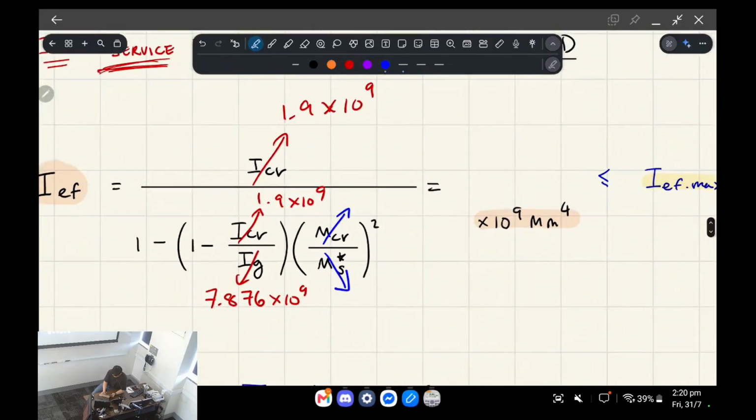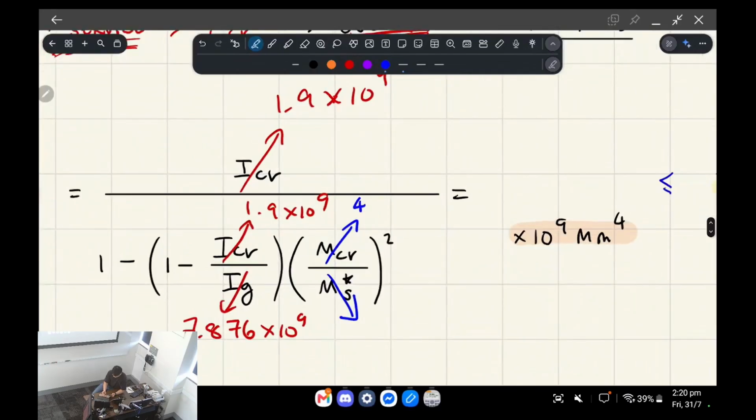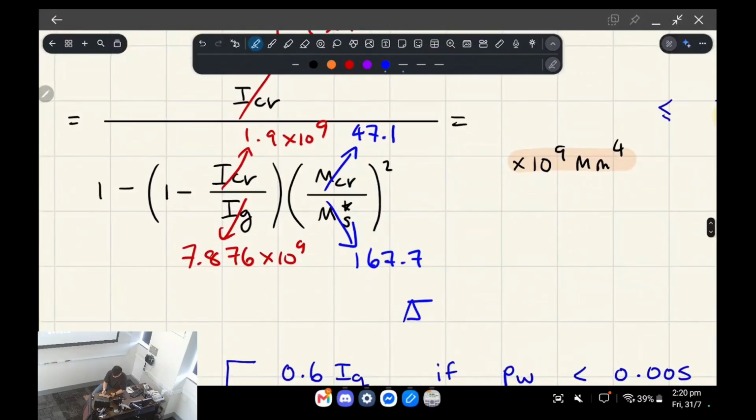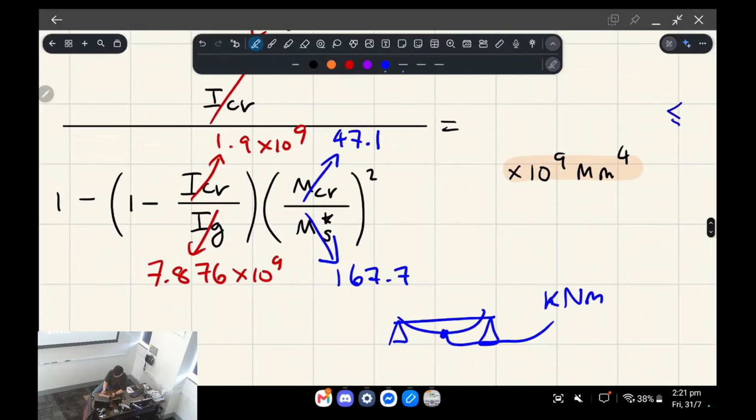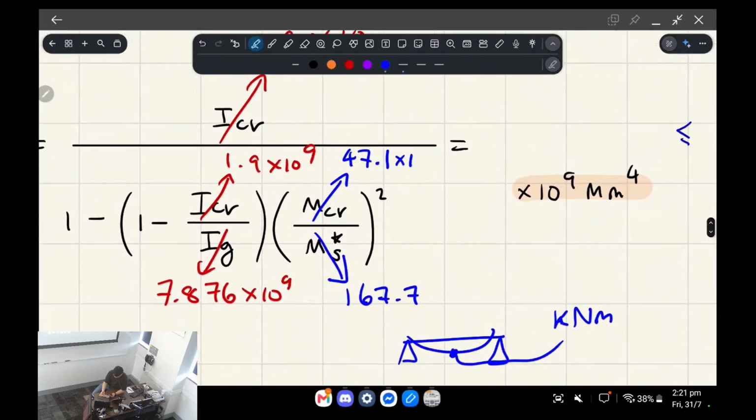Okay, so what you'll find is that M cracked requires you to have it in kilonewton meters because your service moment is in kilonewton meters. Okay, so what do I mean? To calculate this, we did this bending moment diagram analysis, right? And this formula that you plugged in gave you an answer in kilonewton meters, right? When you're doing this ratio, they have to be the same units. And so before we had some huge value, something times 10 to the 6, and we had it in Newton millimeters, right?